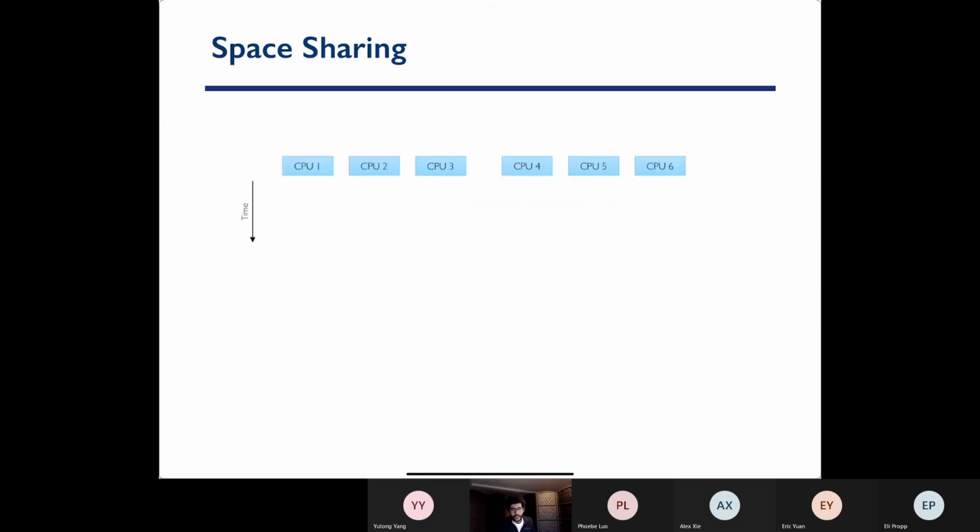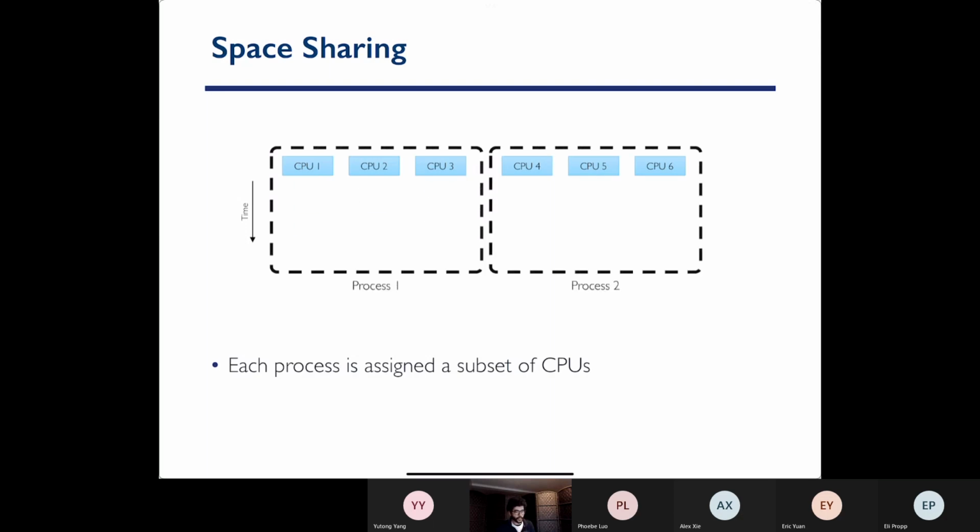Now, one way to deal with this is instead of giving your entire system, all your CPUs, to each process, you could divide your processors between your processes. So this is one example: you could allocate 3 of your CPUs to one process and the rest of it to another process. So this way, you get rid of the waste that we had in gang scheduling. So this is called space sharing.